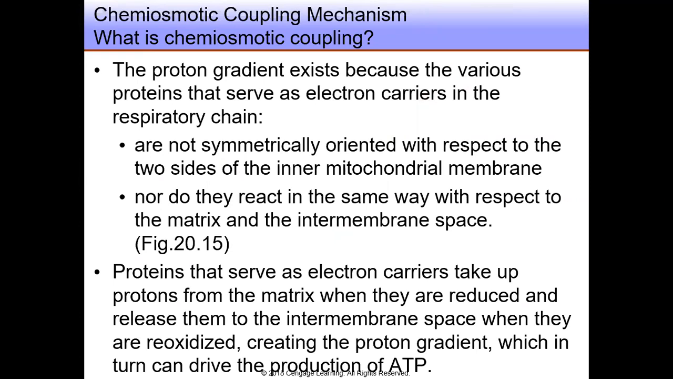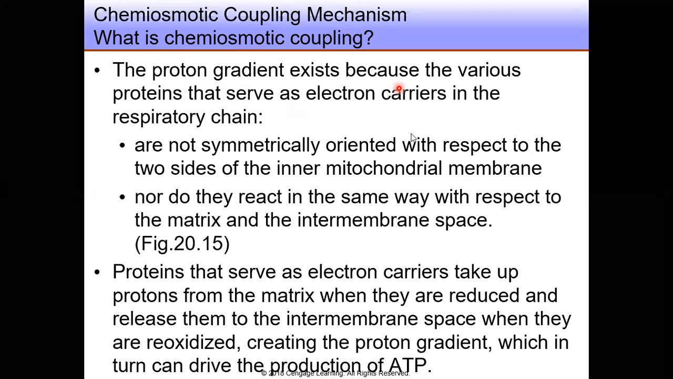Chemiosmotic coupling mechanism. What is chemiosmotic coupling? It is the mechanism for coupling electron transport to oxidative phosphorylation. As I said, it requires a proton gradient across the inner mitochondrial membrane. As originally proposed, the chemiosmotic coupling mechanism was based entirely on the difference in proton concentration between the intermembrane space and the matrix of an actively respiring mitochondria.